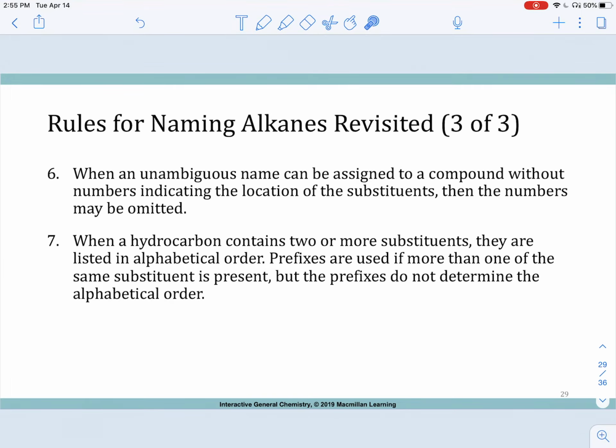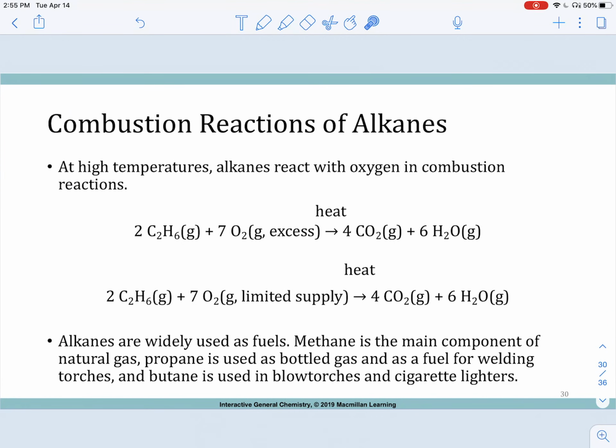So last little snippet of this chapter are just a couple reactions. So alkanes we're used to seeing in combustion reactions. We've done a lot of these types of reactions in the past. So notice we have a hydrocarbon plus oxygen to give us CO2 and H2O. This is what we've seen over and over again.